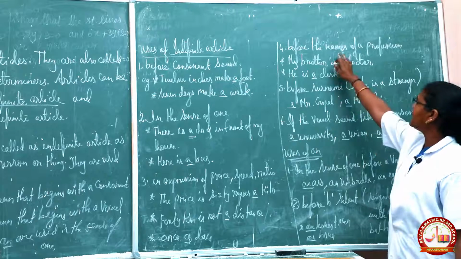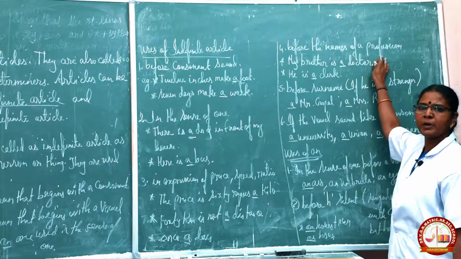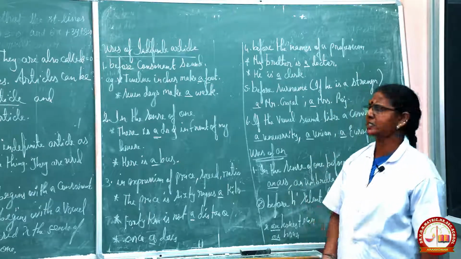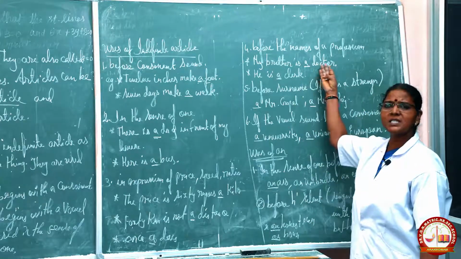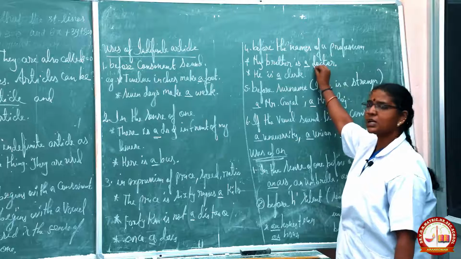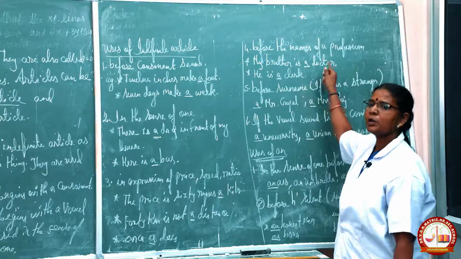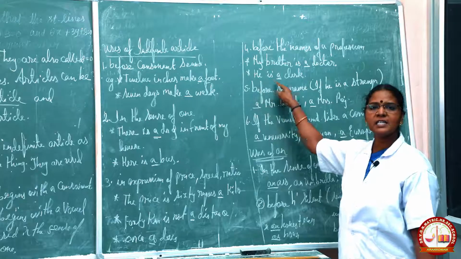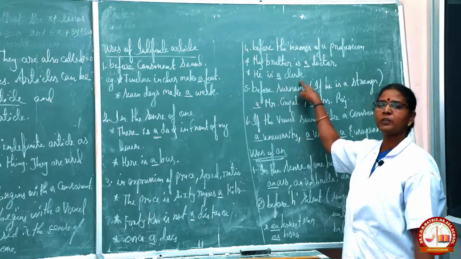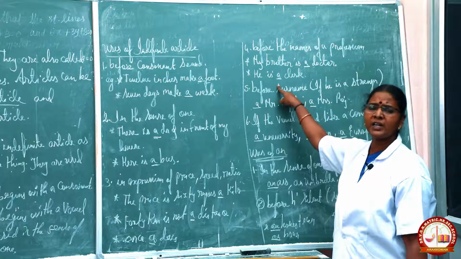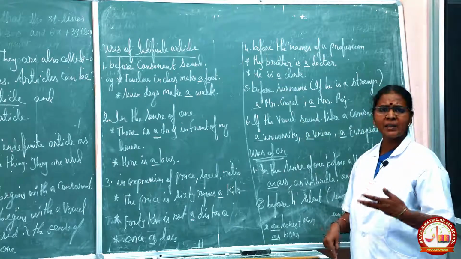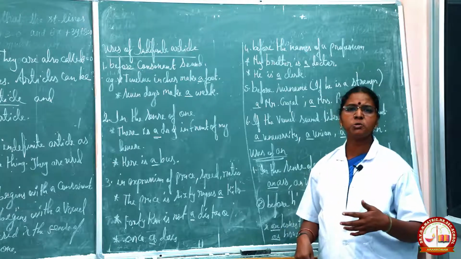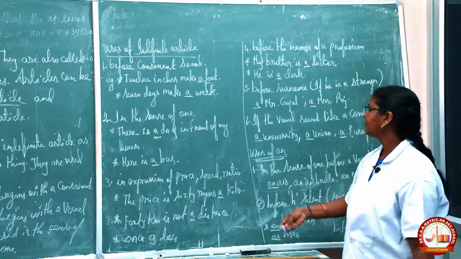Next point, before the names of a profession, we must use an indefinite article. For example, my brother is a doctor. So here D is a consonant, so you must use a. Before the profession also you can use a doctor, like that. He is a clerk. So a clerk. I am a teacher. So here teacher is a profession, so before the profession we must use the indefinite article a.